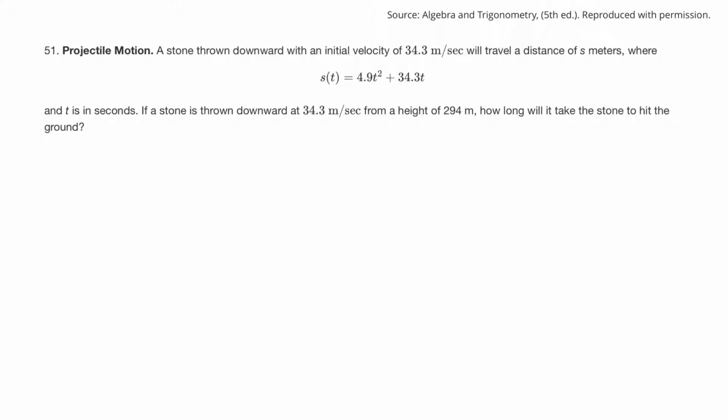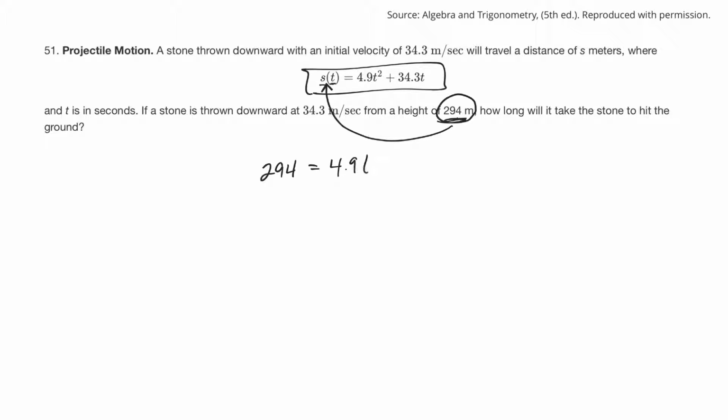This next one, projectile motion, a stone thrown downward, initial velocity, whatever. And so here is the polynomial that defines that path. And then they say, if the height is 294, how long will it take this stone to hit the ground? So they want to know what time is. And this here would be a height, and that's what S of t is. So S of t is the height, so distance at a specific time. So I'm going to put the 294 in where that is equal to 4.9 t squared plus 34.3 t.